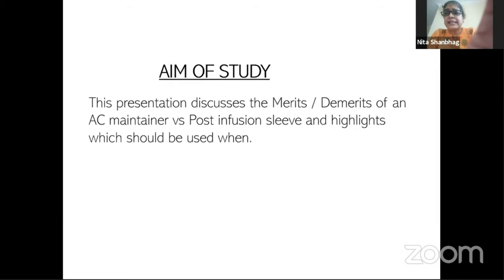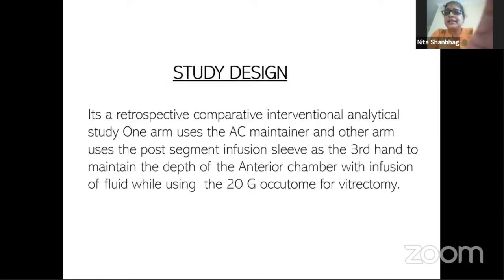This presentation discusses the merits and demerits of an AC maintainer versus a posterior infusion sleeve and highlights which should be used when. It's a retrospective comparative interventional analytical study. One arm uses the AC maintainer and the other arm uses the posterior segment infusion sleeve as the third hand to maintain the depth of the anterior chamber with infusion of fluid while using a 20 gauge occitome for vitrectomy.